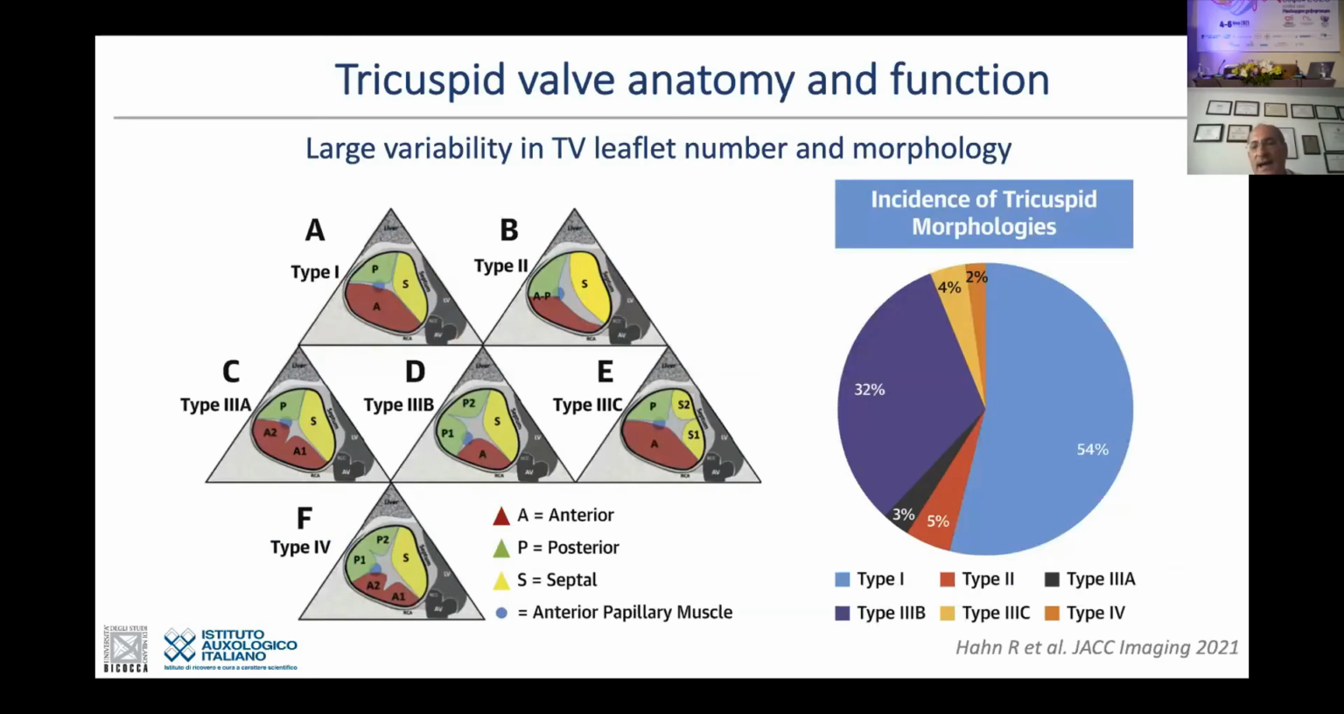Recently, Rebecca Hahn, in this paper in JACC Imaging, has systematized the morphology, showing that indeed in up to more than 30% of cases, there are 4 leaflets in the valve, and particularly the type 3B, with a septation of the posterior leaflet, is the most frequent.